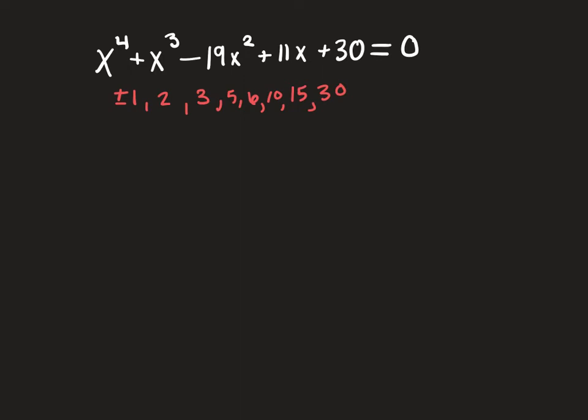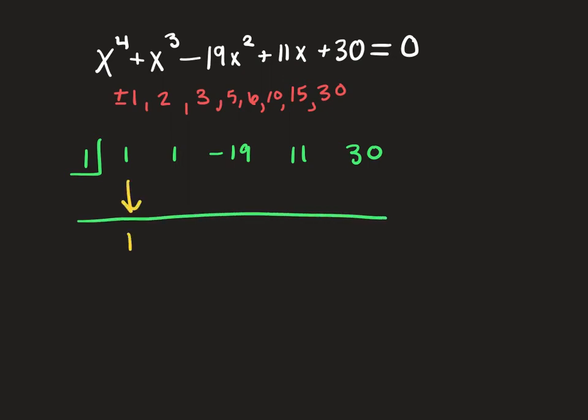So now that we have this list, we have to just pick one and use synthetic division to see if it works. So let's start with 1. So our coefficients are 1, 1, negative 19, 11, and 30. So bring down our 1. 1 times 1 is 1. 1 plus 1 is 2. 2 times 1 is 2. Negative 19 plus 2 is negative 17.